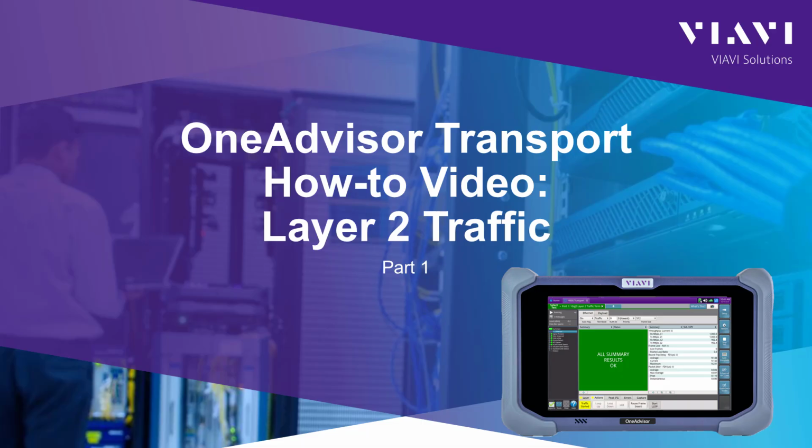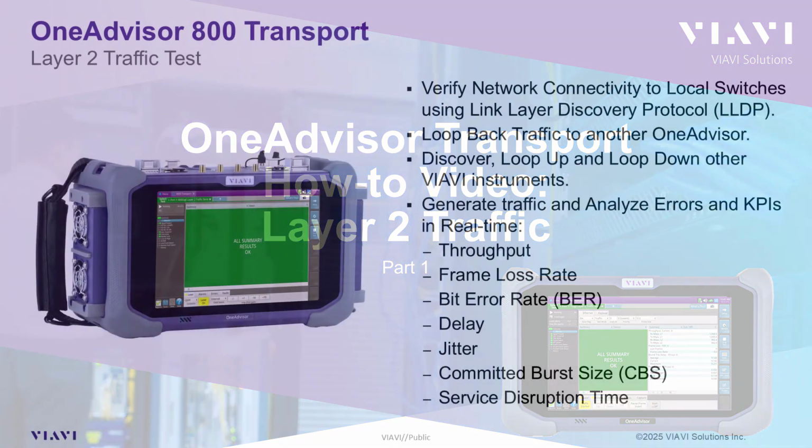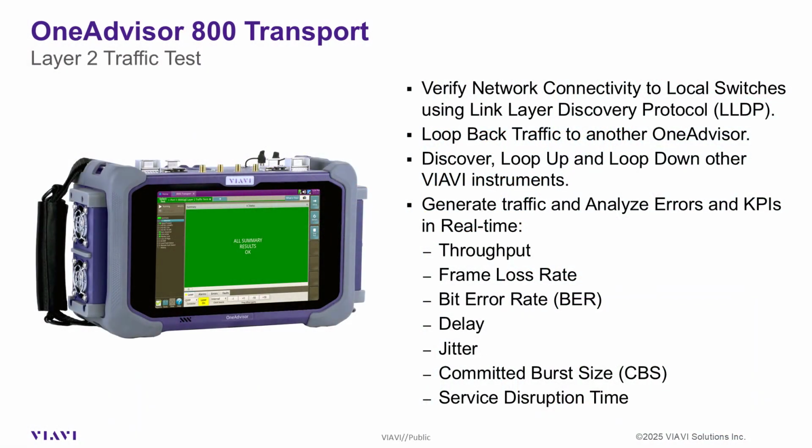The OneAdvisor 800 features Ethernet traffic generation and analysis at rates up to 800 gigabits per second. This video will cover the Layer 2 traffic test, which is a standard feature for all Ethernet options on OneAdvisor 800s with transport hardware.